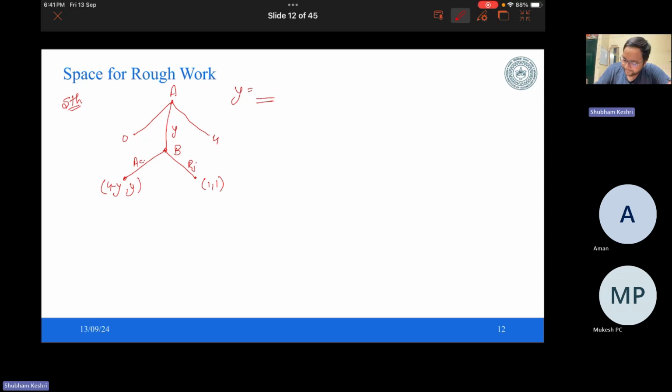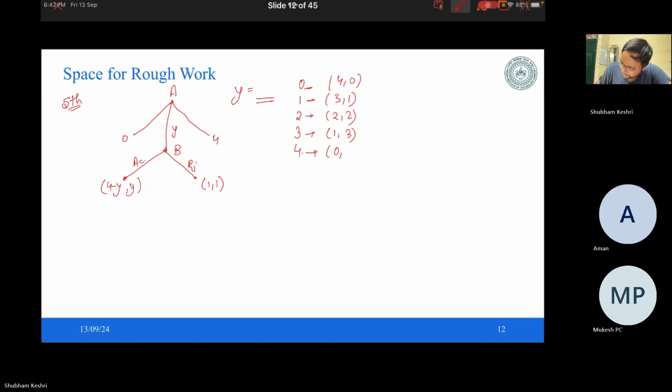So how many values of y can we have? We can have 0, 1, 2, 3, 4, right? 5 values y can take. So what do you think the value of y will be for this game such that it is a subgame perfect Nash equilibrium? You see, if y is 0, then the utility of both the players, I'm writing it over here, is 4 comma 0. If y is 1, then the utility is 3 comma 1. For this it is 2 comma 2. For this it is 1 comma 3. And for this it is 0 comma 4, right?